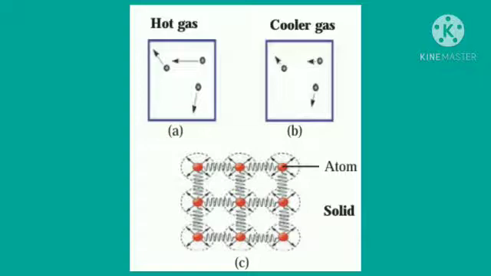We can see in this picture the velocities of atoms in a gas at high and low temperature. The direction and the length of the arrows attached to the atoms show the direction and magnitude of the velocity of the atoms. The velocity of atoms in the gas at high temperature is larger than the velocity of atoms in the gas at lower temperature.